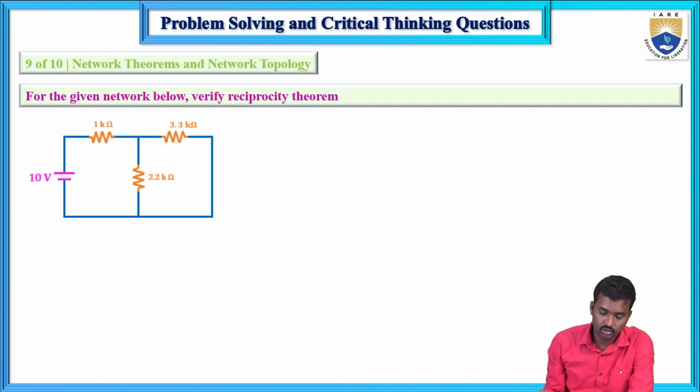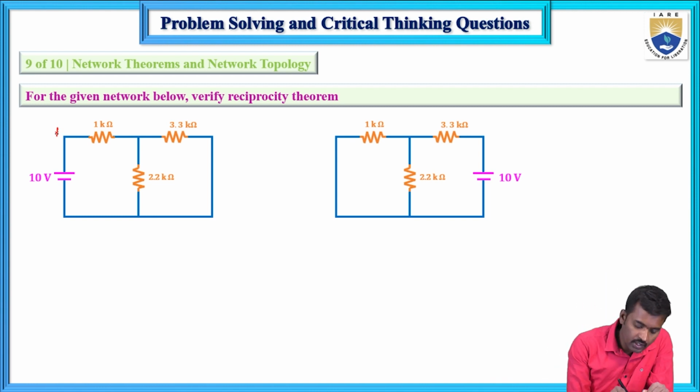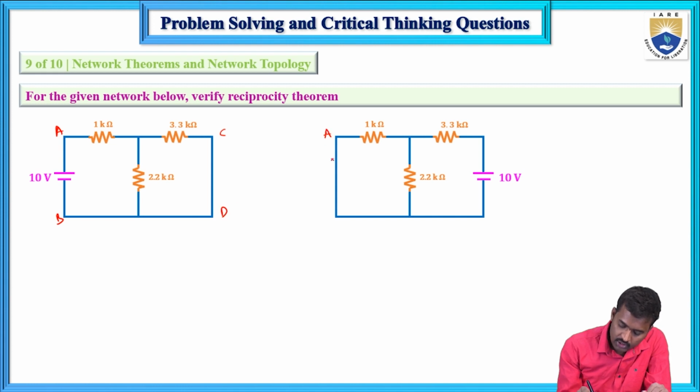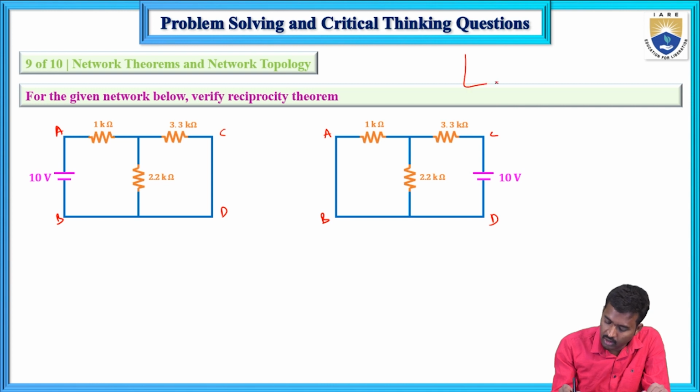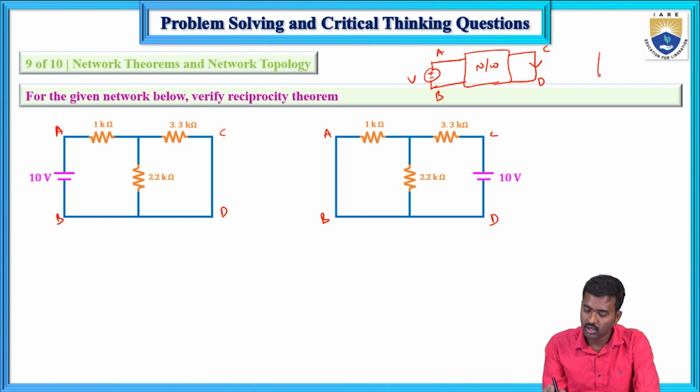both the networks. Now if you see the diagram, this is A, this is B, this is C, and this is D, and here also A, B, C, and D. I am taking one network, that is a bilateral network. Here take one voltage source, plus and minus V, and here is the response. Same way here, the same network, no need to change anything.